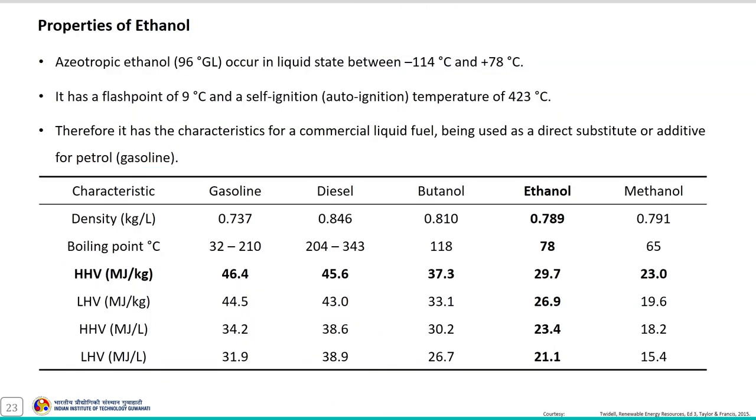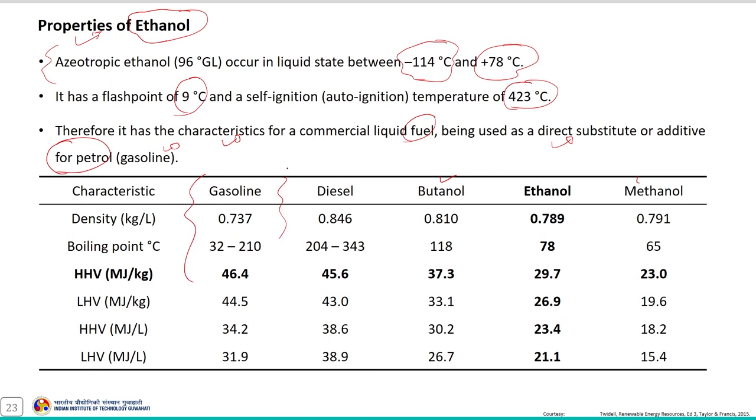So, up till this point, we discussed the different processes which can be used for ethanol production. So, now let us discuss the properties of this ethanol. Azeotropic ethanol occurs in the liquid state between -114 degrees Celsius and +78 degrees Celsius. It has a flash point of 9 degrees Celsius and a self ignition temperature of 423 degrees Celsius. Therefore, it has the characteristics of a commercial liquid fuel, being used as a direct substitute or additive for petrol, that is gasoline. If you just take a look at the properties of ethanol and compare it with butanol, methanol and conventional fuels, that is gasoline and diesel.